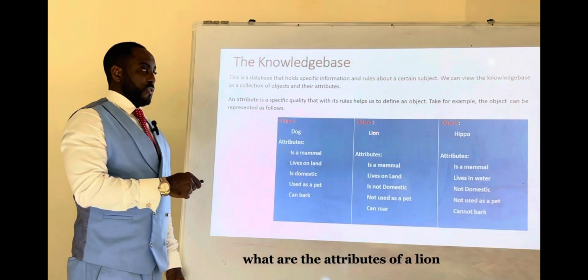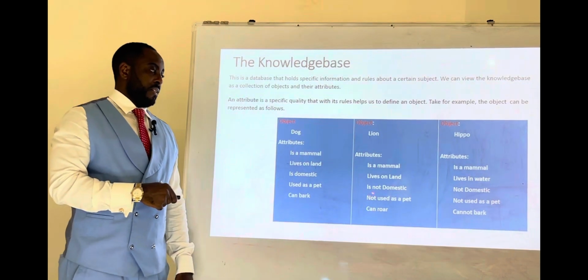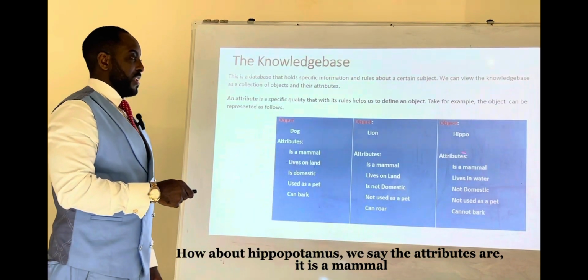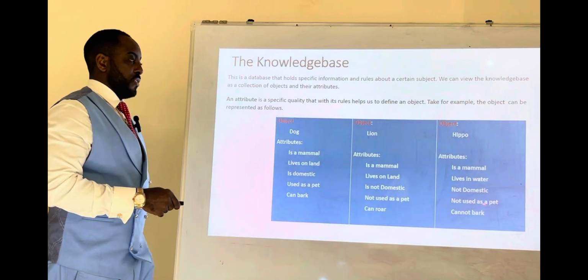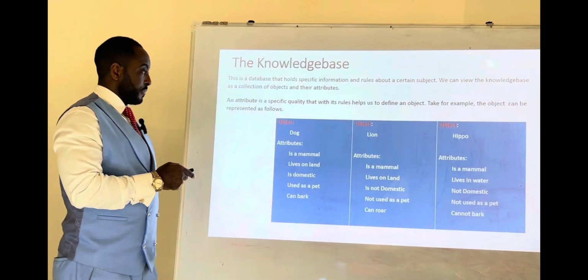Okay, what are the attributes of a lion? It's a mammal. It lives on land. It's not domestic. Cannot be used as a pet. It can roar. Okay. How about hippopotamus? We said the attributes. It's a mammal, of course. Lives in water, not domestic, not used as pets, cannot bark. So these are the attributes and these are the objects.